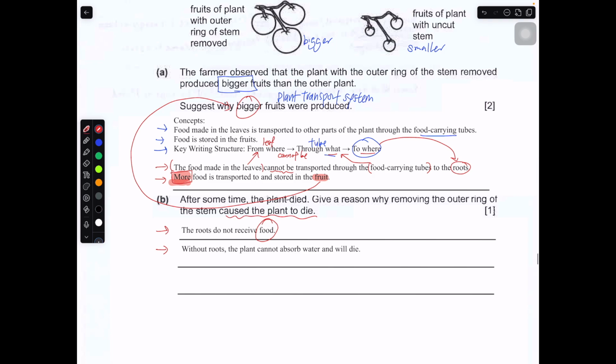Because over here, if the leaf has no water, it cannot photosynthesize. Cannot photosynthesize, the whole plant does not have food. So therefore, it dies. This is the main relationship.